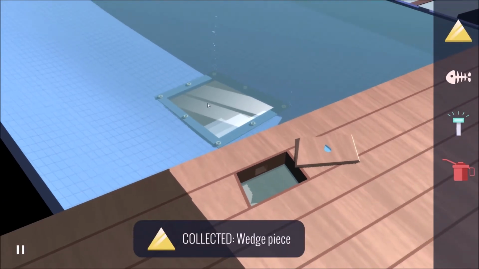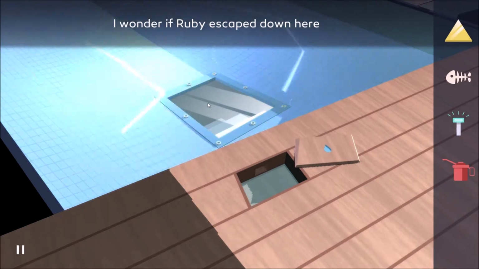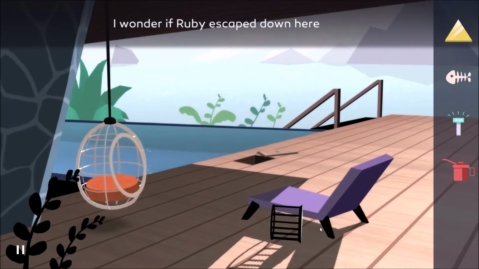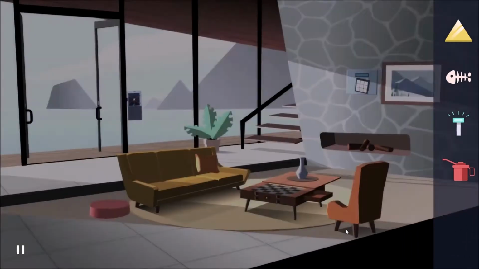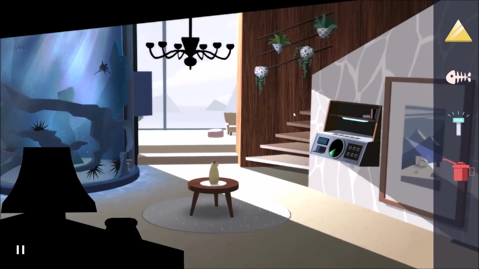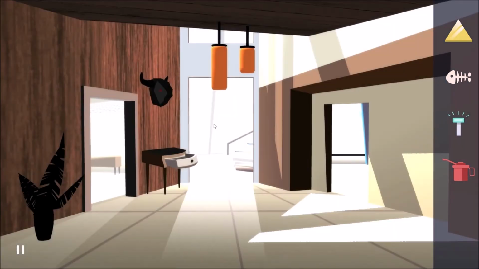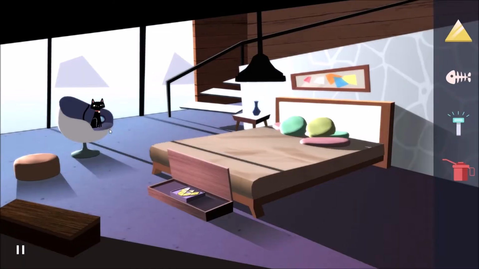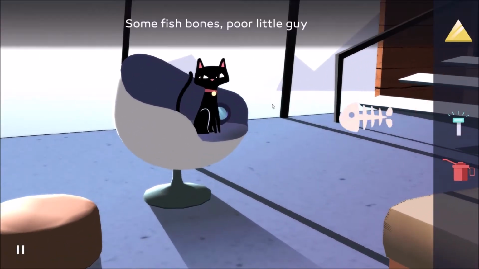Me a wedge piece. This is still very much electrified, though. Very, very electrified. Let's see that cat. I think we're almost done with the wedge piece puzzle. I could be wrong. Here, kitty.